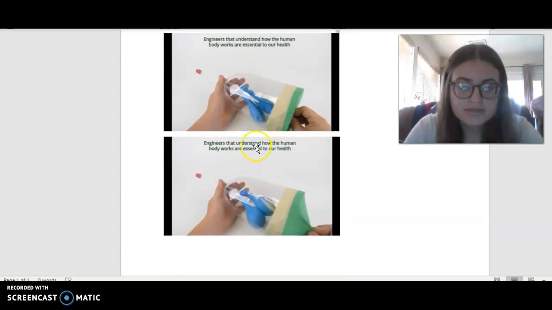This can be seen in this diagram right here. As this represents the diaphragm, it's pulling down and contracting, and the lungs are filling.